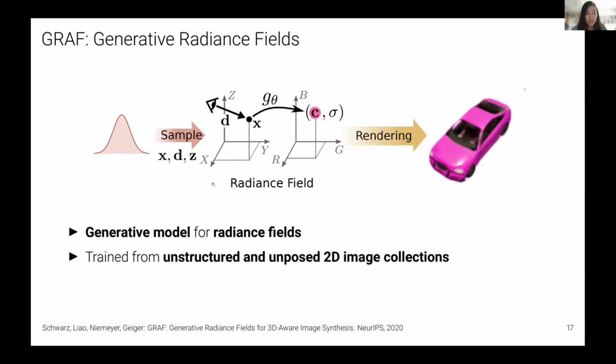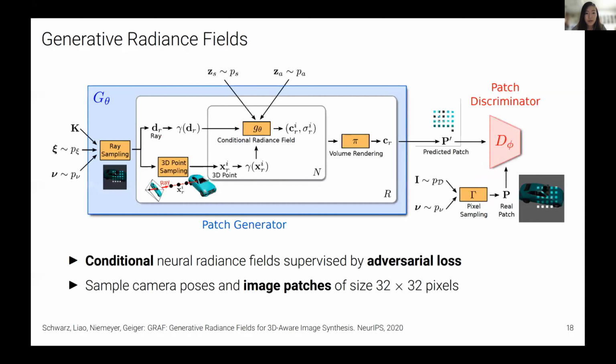Here we illustrate our generator. We draw a random noise from a Gaussian distribution. This is the z, and we concatenate this z together with the location x and camera view d. This then generates a color and a density in the world. And this enables rendering of novel objects at novel viewpoints. We learn this from unstructured and unposed 2D image collections, as it's quite hard to obtain 3D supervision for neural radiance fields.